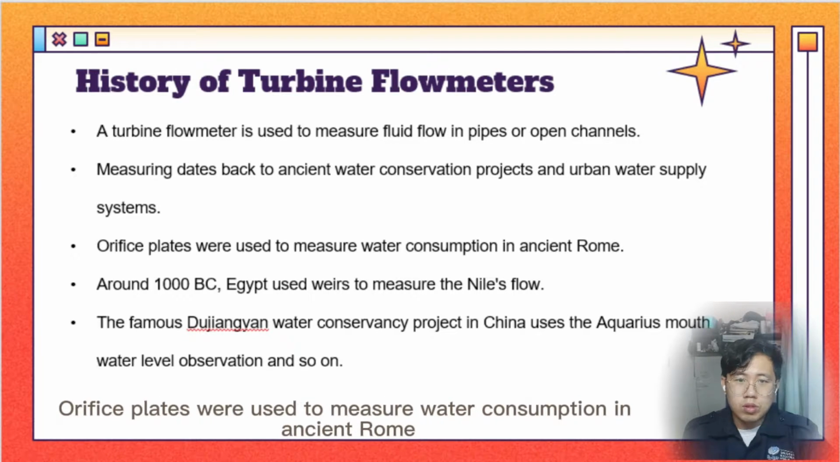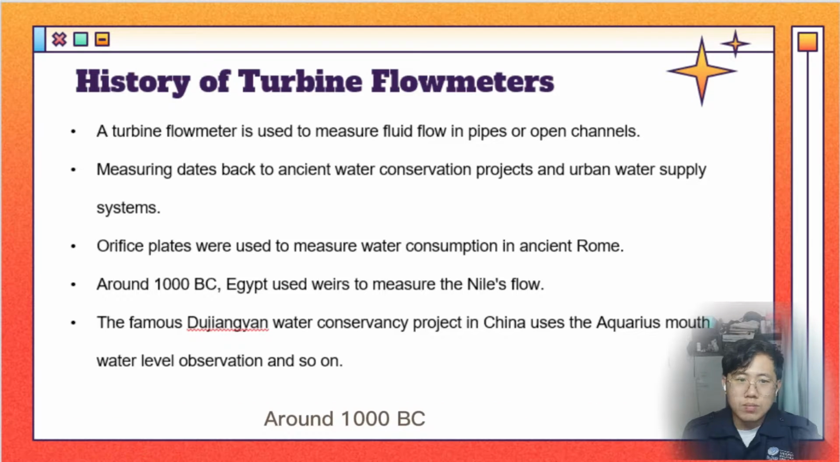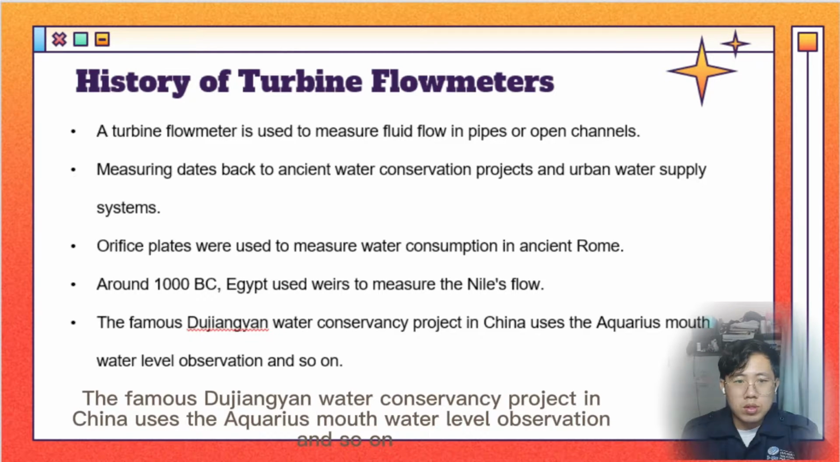Orifice plates were used to measure water consumption in ancient Rome. Around 1000 BC, Egypt used a wheel to measure the Nile's flow. The famous Dujiangyan Water Conservancy project in China used water level observation and so on.